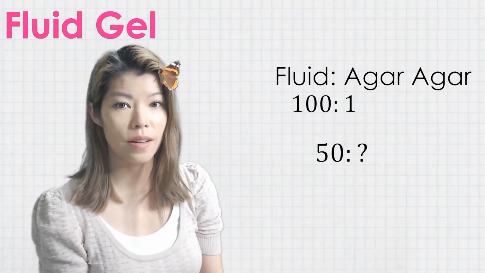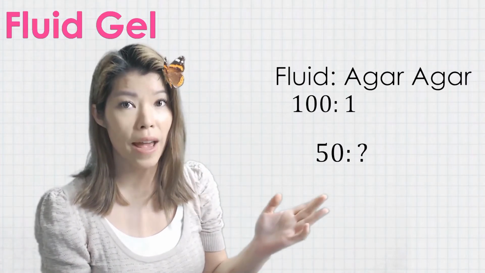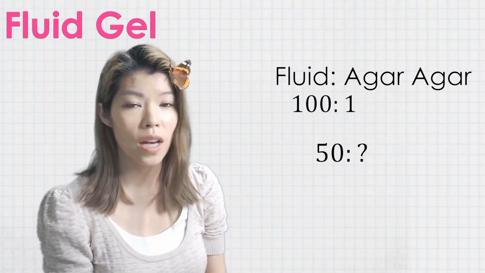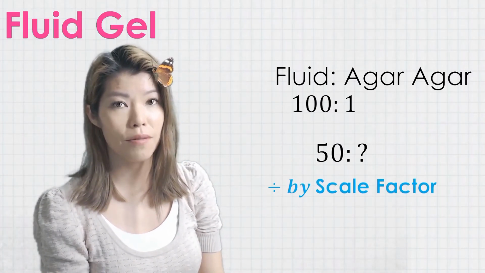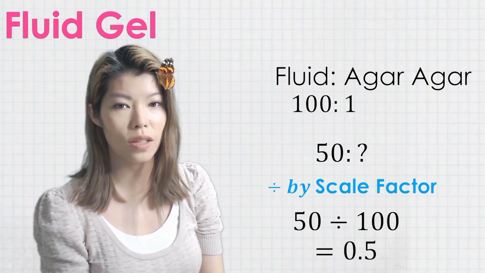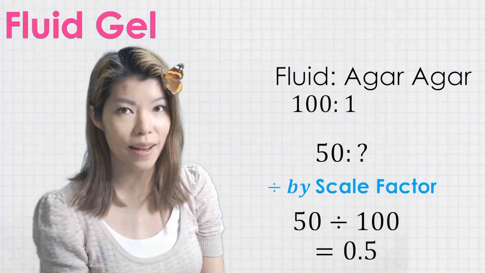So for example, if we only had 50 mils or 50 grams of fluid, how would we figure out how much agar-agar to use? We would divide by the scale factor. That is, we would do 50 divided by 100, which gives us 0.5 grams of agar-agar.